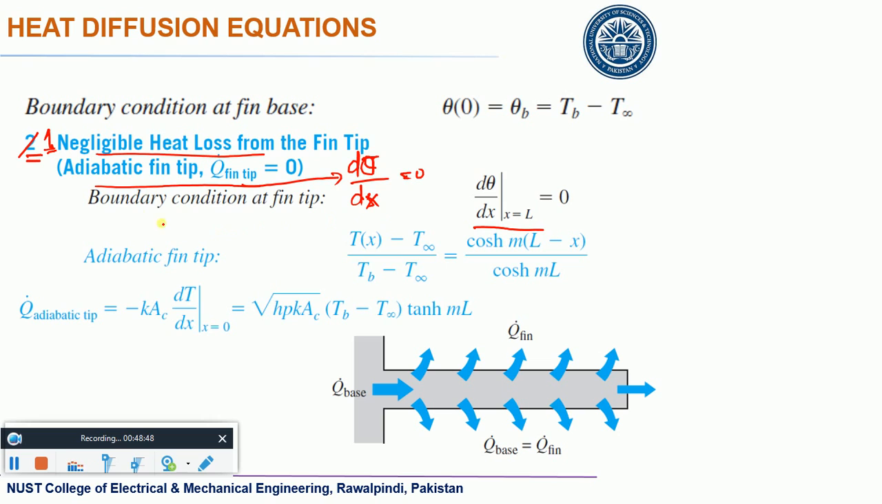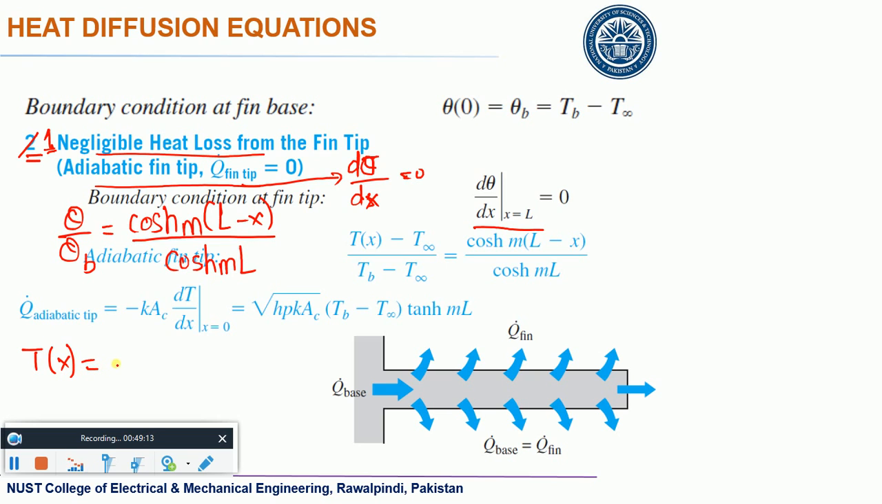Once you do that, you would come up with this expression that theta by theta b is equal to cosh m(L minus x) divided by cosh mL. If I translate it into temperature form, I would say that temperature as a function of x would be equal to T infinity plus (Tb minus T infinity) cosh m(L minus x) divided by cosh mL. I have just plugged in the values of theta.